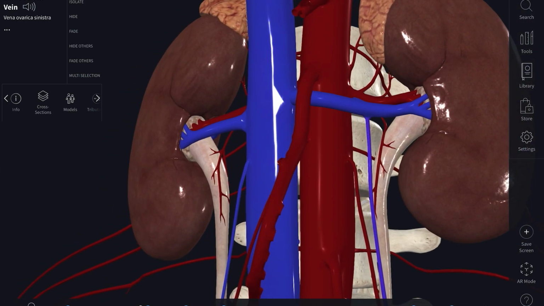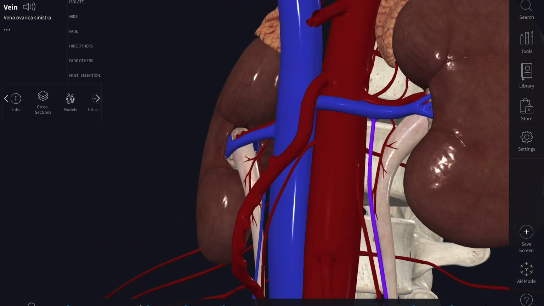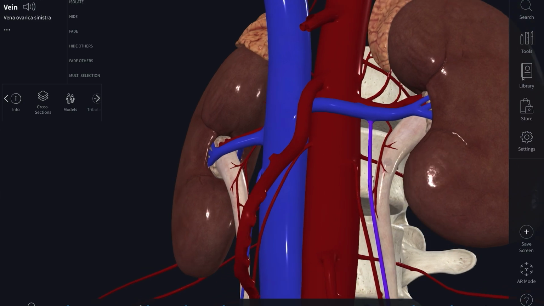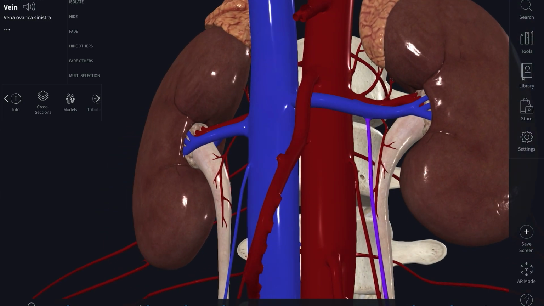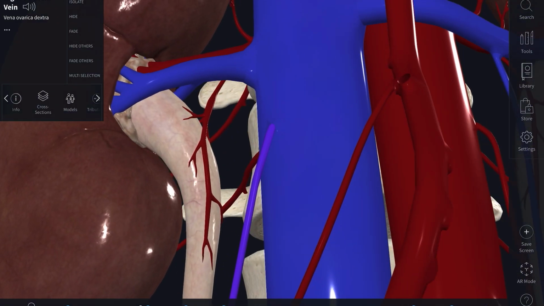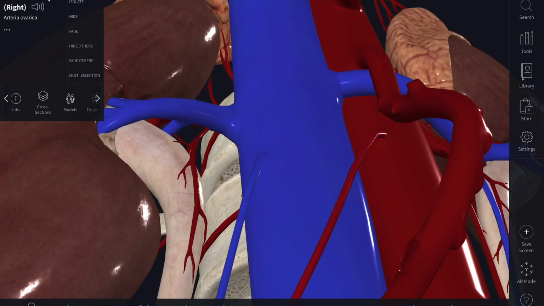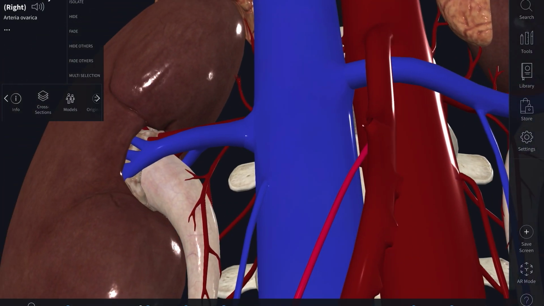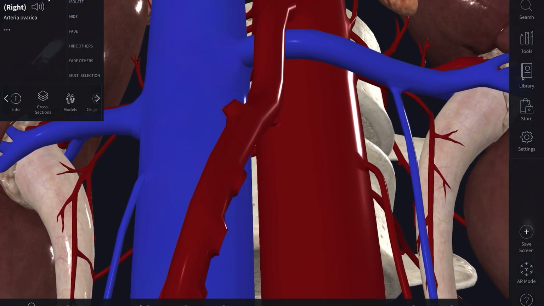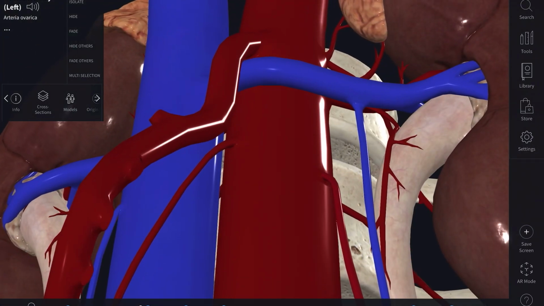So in a male, this will be like your testicular vein, but in a female, this is your left ovarian vein. And the right one comes straight out of that inferior vena cava. As for the aorta, coming out of the right side comes right out, and then the left side as well comes straight out of the aorta.